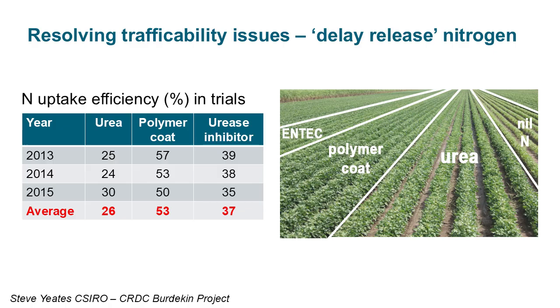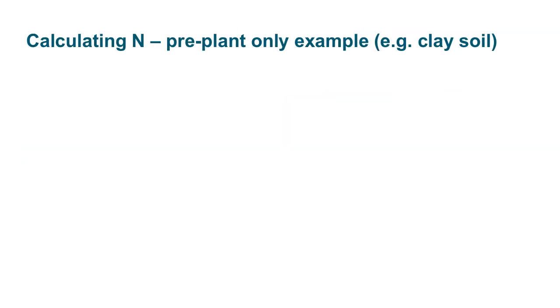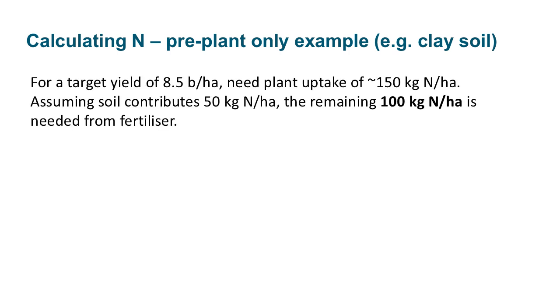be taking it up. If we think, for example, what that might mean for a clay soil type scenario where we don't want to take the risk of being able to make an in-crop application of nitrogen, so we want to do a pre-plant only application, and our target yield is 8.5 bales per hectare, we need to achieve a plant uptake of 150 kilograms of nitrogen taken up by that crop per hectare.